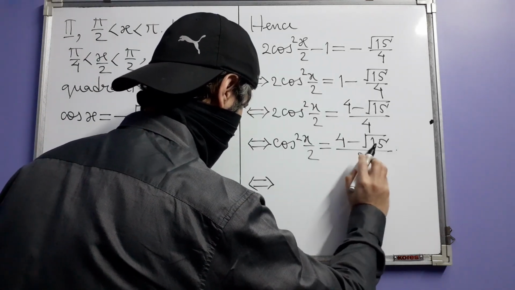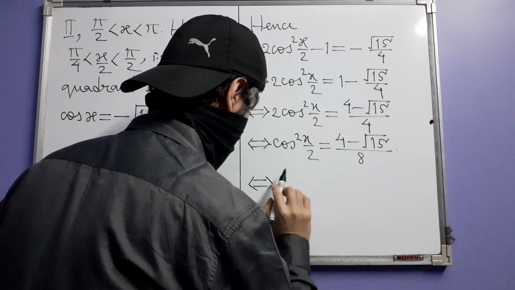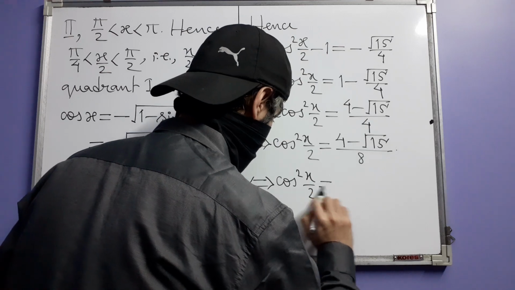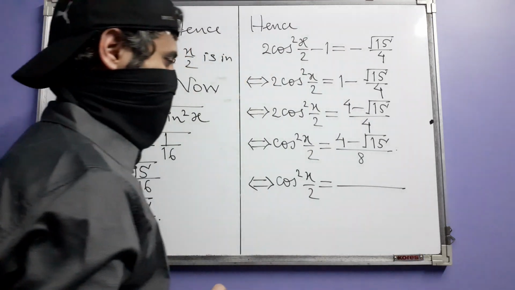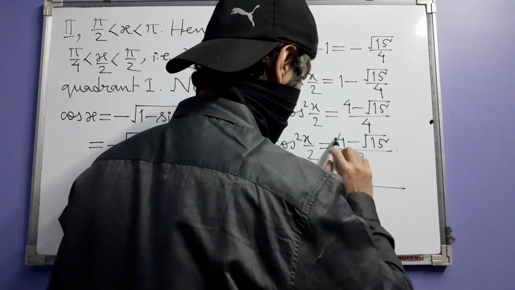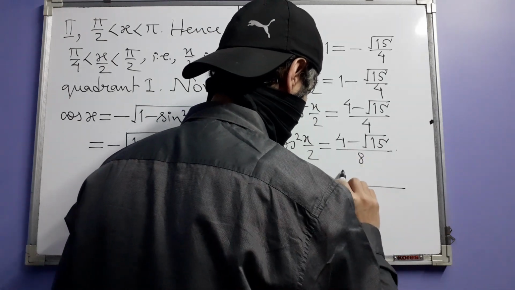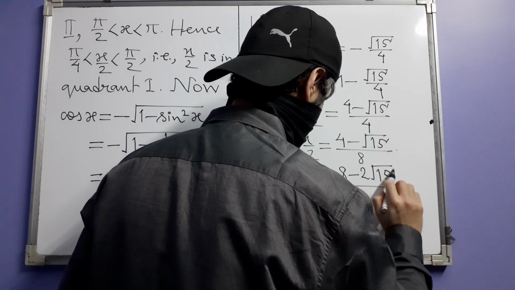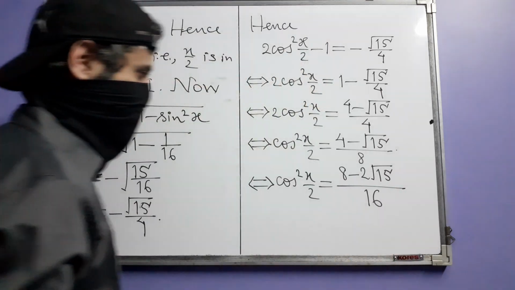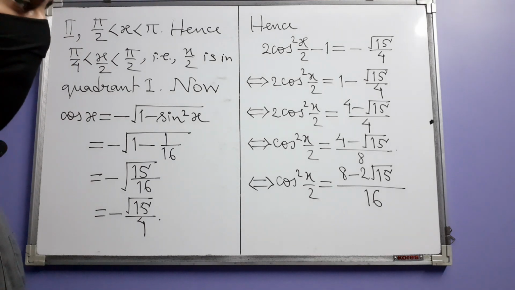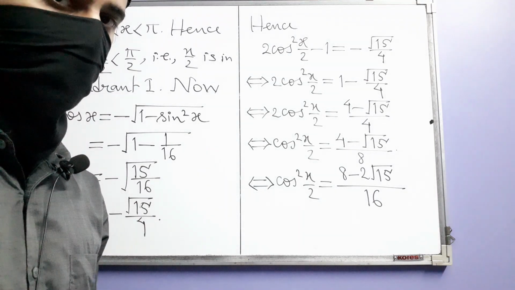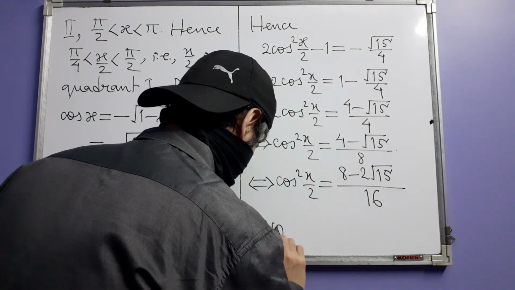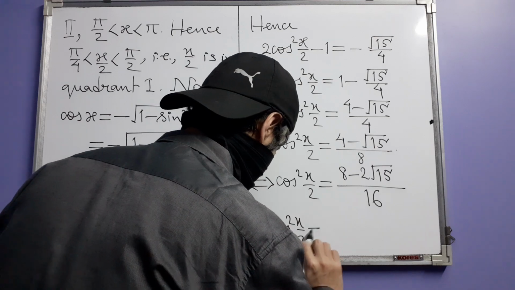Although you have somewhat complicated expression here, 4 minus root 15, if you look carefully, you can do a trick here. You can multiply and divide by 2. That will give you 8 minus 2 root 15 divided by 16. Now we can actually write 8 minus 2 root 15 as a perfect square. That's the great thing here.